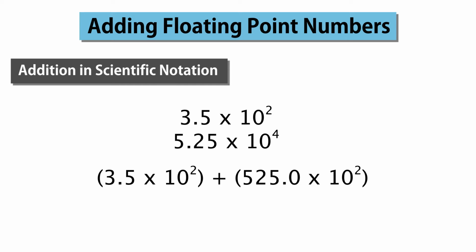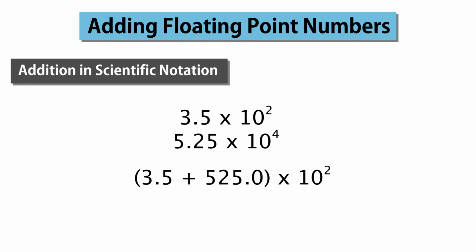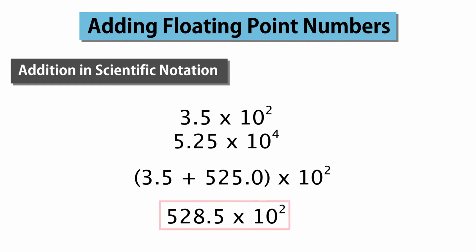Now we have 2 add-ins with the same exponent. Using the commutative and associative laws, and factoring out the common term, we have the expression shown here. Now we can add the coefficients. We're almost done. Our result is correct, but it's not in the appropriate format for scientific notation, that is, with exactly 1 digit to the left of the decimal point. So we move our decimal point 2 places to the left and compensate by increasing the exponent by 2.